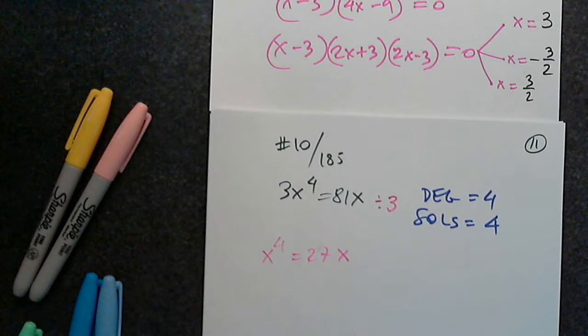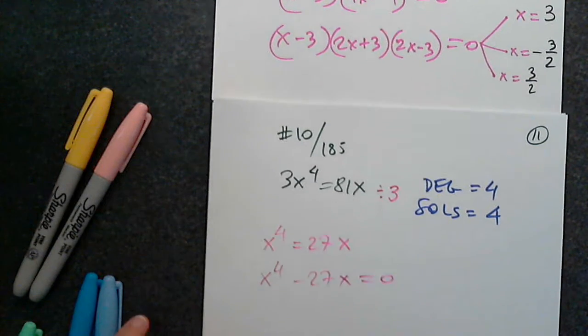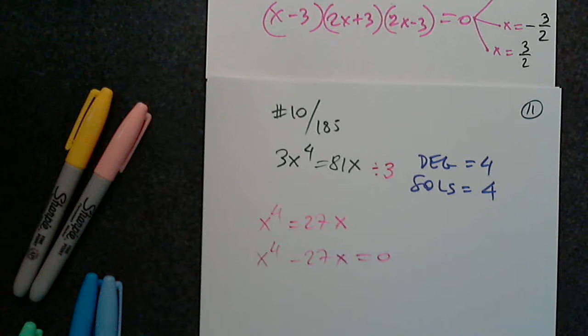Exactly what we did before. I cannot factor if I have something on one side and something on the other. Yes. Correct. So x to the fourth minus 27x equals 0. It's what type of polynomial? Binomial, indeed. Is it in descending order?